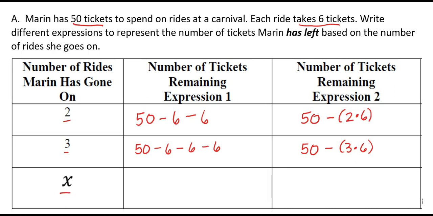Well, what if we don't know how many rides she goes on? We would say that she starts with 50 and then she will subtract x times 6. We don't know how many rides she went on, but we know each ride would be 6 tickets. Another way to say that is she starts with 50 tickets and she takes away 6x. When we write our expressions using variables, we put the number before the variable to show multiplication. So again, there's 2 different expressions that would lead us to how many tickets she has left when she's gone on some rides.